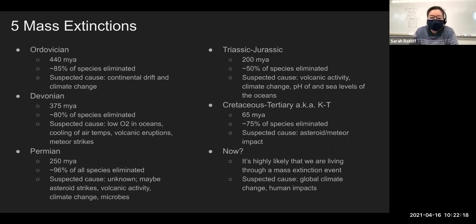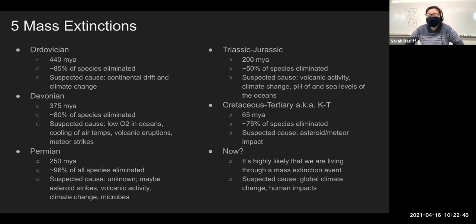And lastly, it is highly likely, very, very likely, that we are currently living in another mass extinction event. Species are dying like crazy. There are species we don't even know about that are dying. We haven't discovered some of these species, and who knows? We'll never see them because they're just dying and we don't know about them. Suspected cause, global climate change, human impacts.